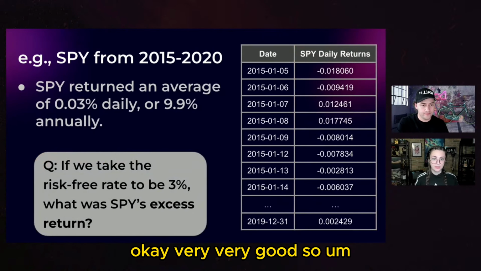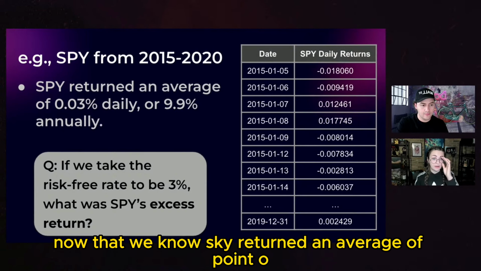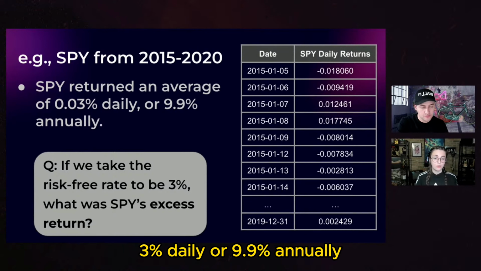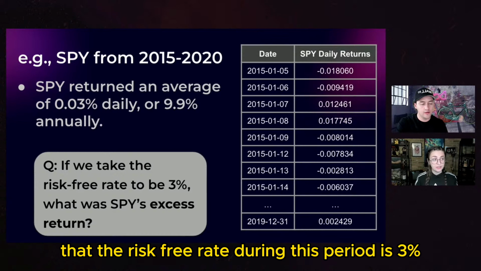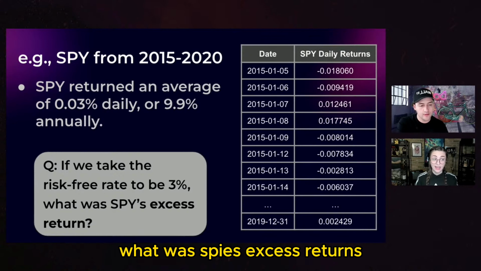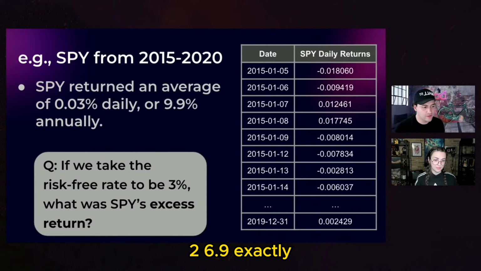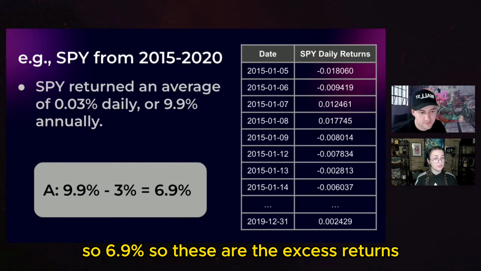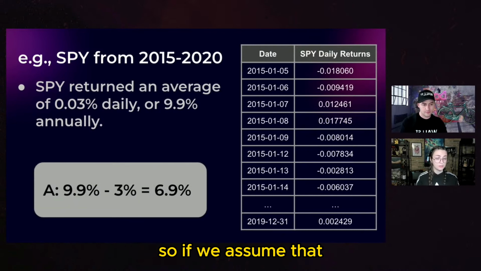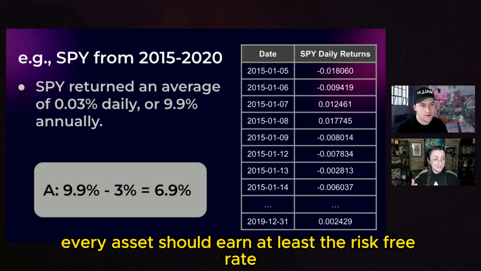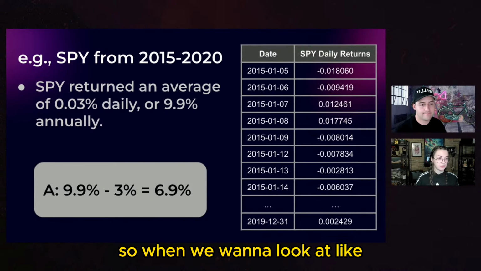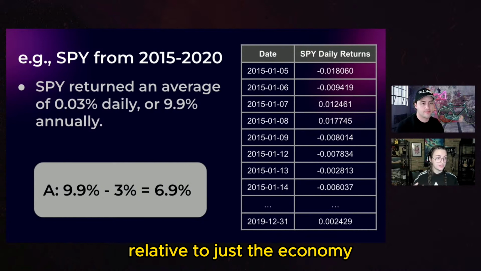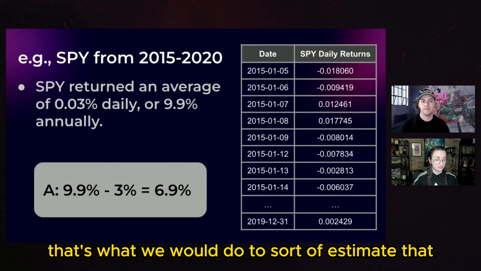Okay, very good. So now that we know SPY returned an average of 0.03% daily or 9.9% annually, if we assume that the risk-free rate during this period is 3%, what was SPY's excess returns? So 6.9? Exactly, 6.9%. So these are the excess returns. If we assume that every asset should earn at least the risk-free rate, then this is what is on top of that. So when we want to look at how well this is performing relative to just the economy, that's what we would do to estimate that.